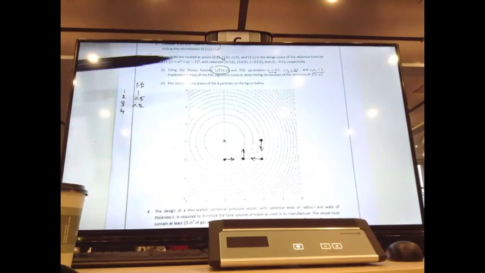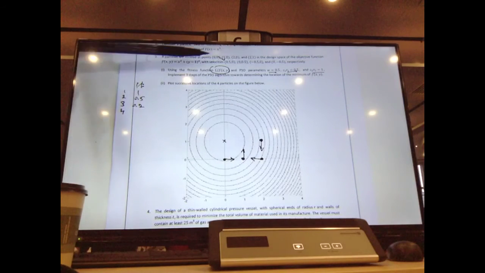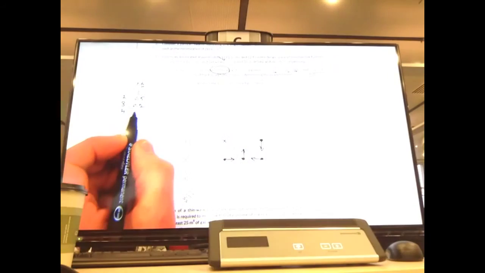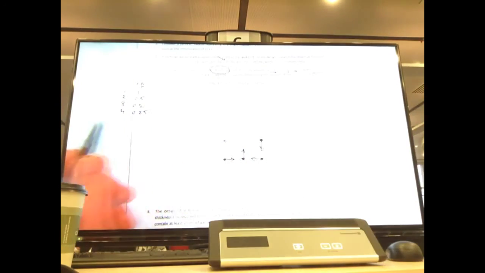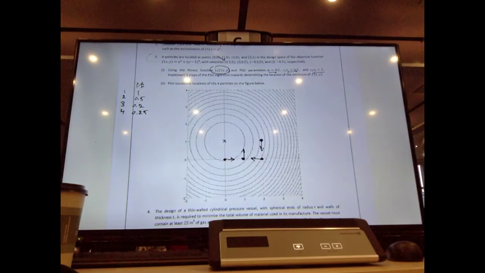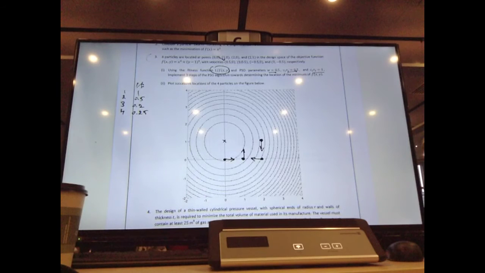And finally, the final particle sits at 2, 1. Well, clearly, if y is 1, the second part of f is 0, so we get 1 over 2 squared, which is 1 over 4, which is 0.25. So those are the fitnesses of the individual particles. And looking at the picture, the first particle definitely is inside the smallest concentric circle, which would imply it's the fittest.